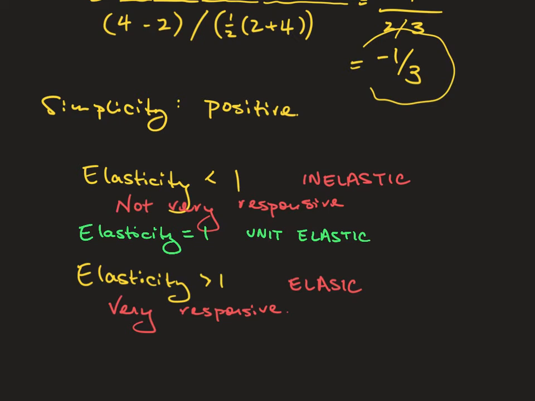Okay. And it means that the percent change in quantity demanded is the same as the percent change in price. So it's like when price goes up by 50%, quantity demanded goes down by 50%. Exactly equal and opposite changes. And that's the mid case between inelastic and elastic. It's called unit elastic.